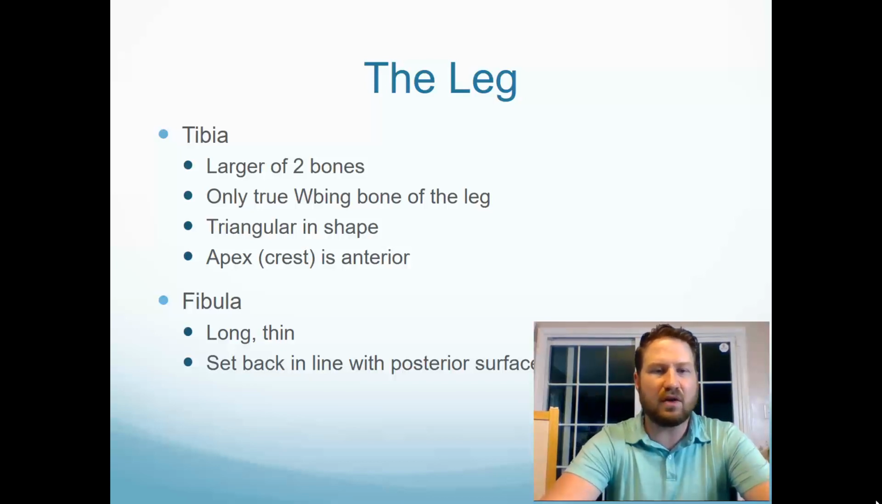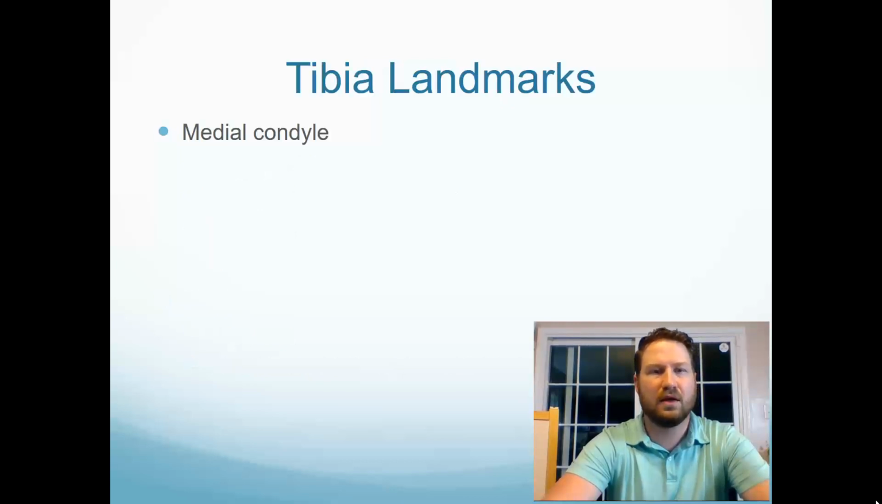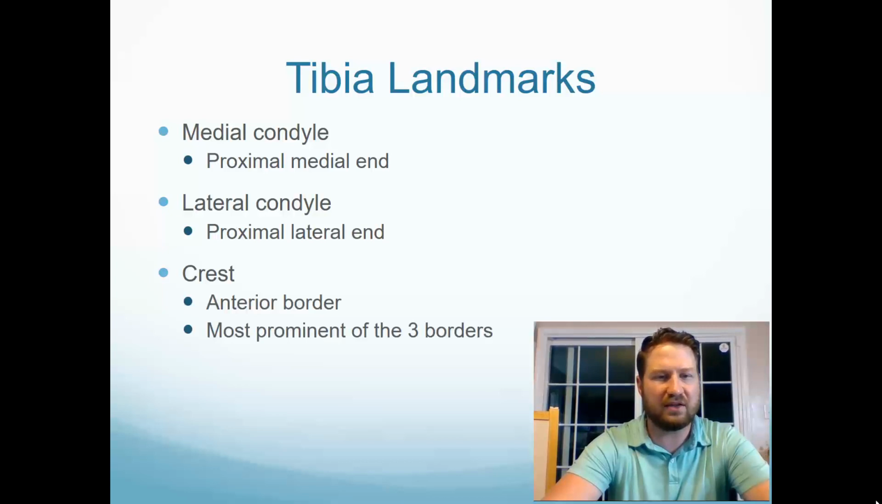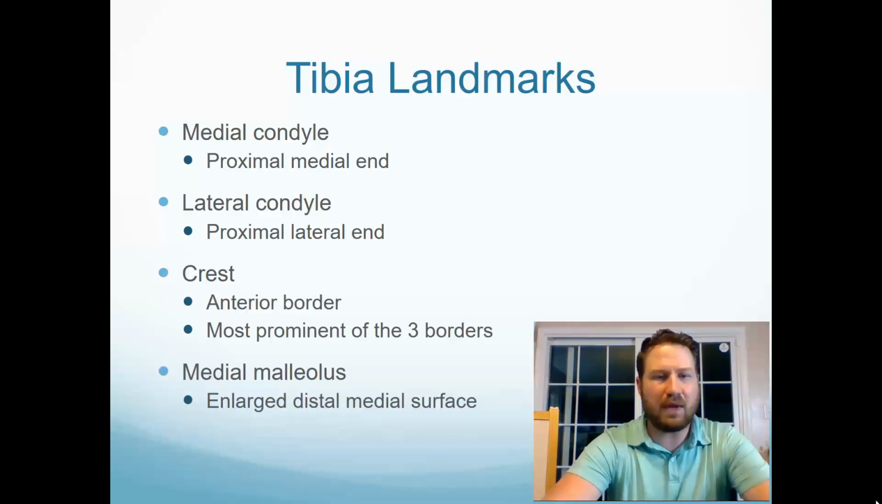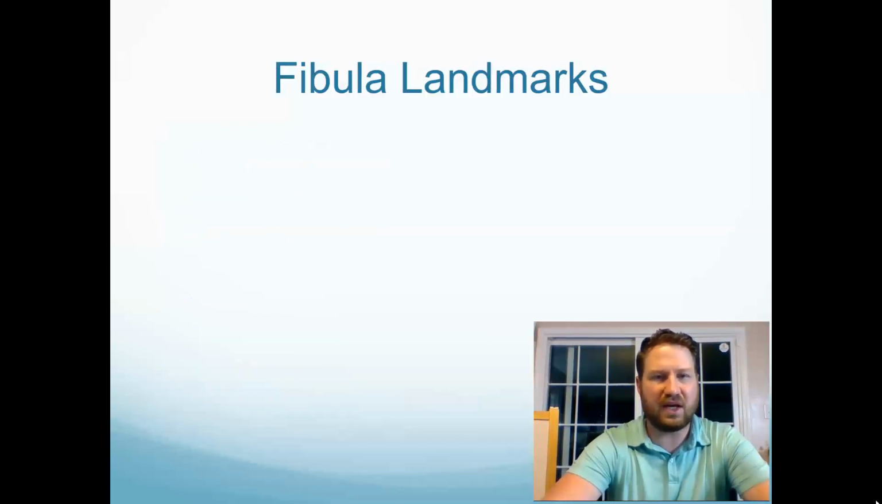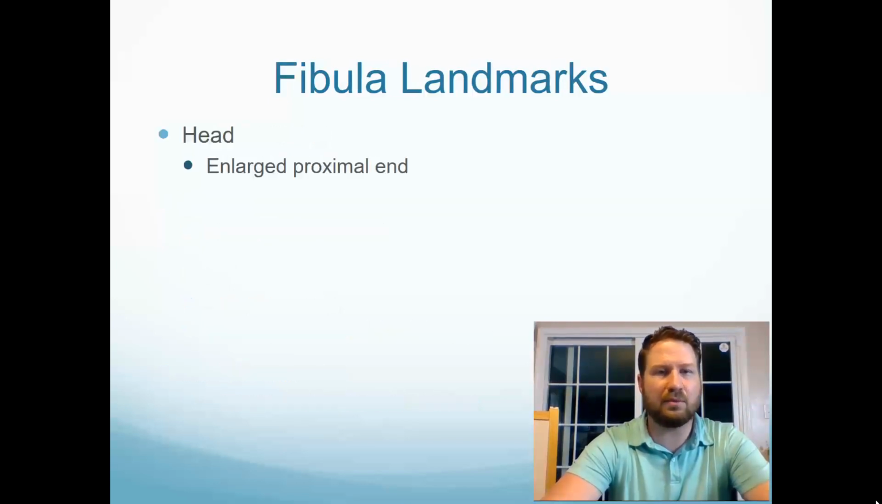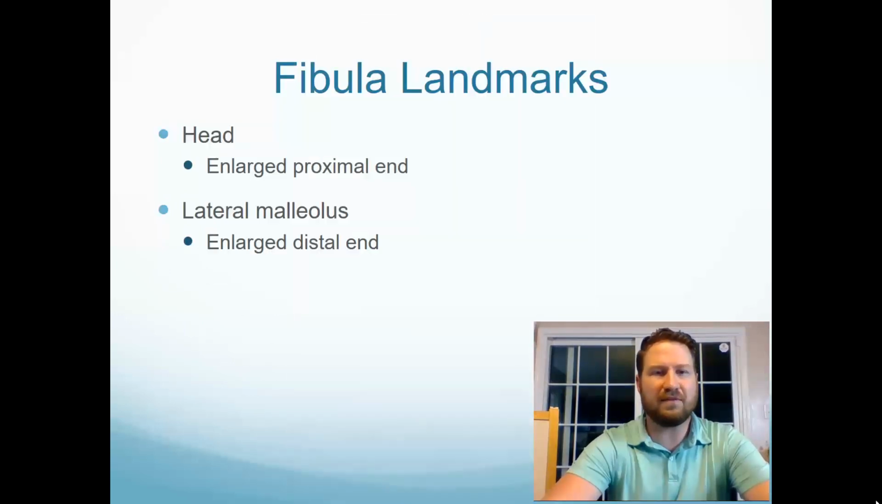Right, the fibula is long and thin. It's set back in line with the posterior surface of the tibia. It is mostly used for muscular attachments like the peroneus or the fibularis. So, tibial landmarks, what we've already talked about: the medial condyle, the lateral condyle, the crest is that anterior border, and the medial malleolus is the distal end on the medial side. There is no lateral malleolus on the tibia because that lateral malleolus is made from the fibula.